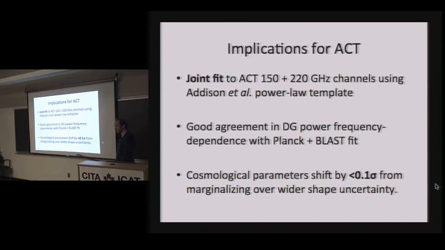So from an ACT and SPT point of view, this is an understood, solved problem. Well, I say solved, I guess it was never much of a problem in the first place, but clearly it would be interesting to see Planck's take on this and how much more of an impact it has for Planck.